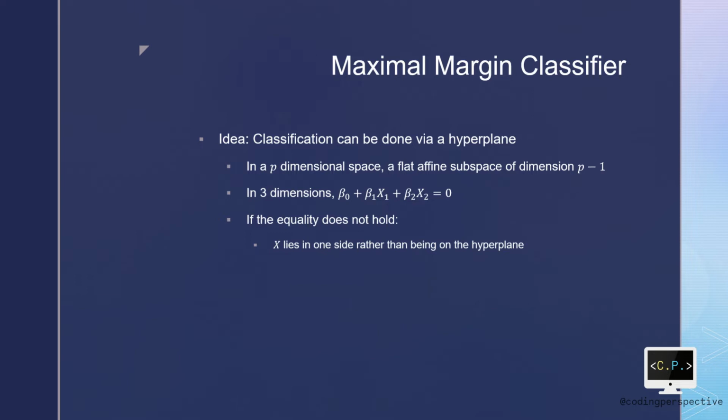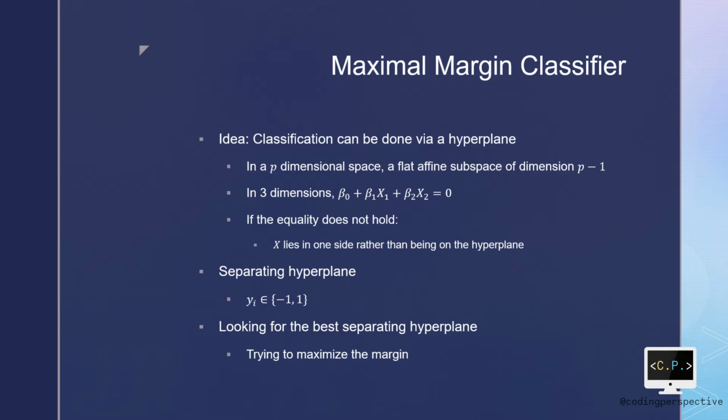Let us have an example of 3 dimensions. In this case, a hyperplane can be formulated as beta 0 plus beta 1 times x1 plus beta 2 times x2 equal to 0. Here, betas are the parameters. Note that if the equality holds, our data point shown by x is on the hyperplane. However, if it is not equality, then it means our data falls into one of the sides of the hyperplane.